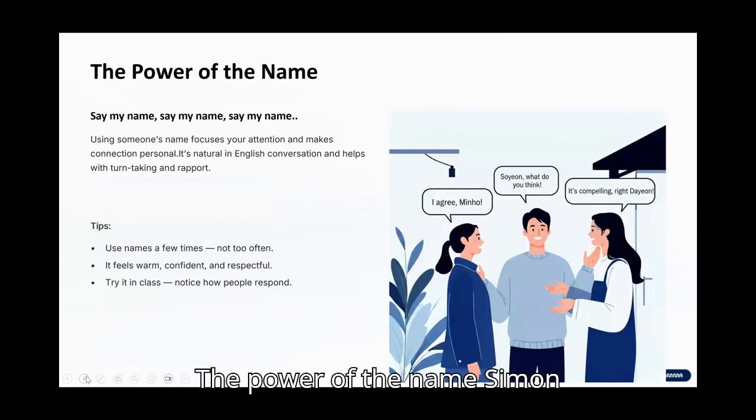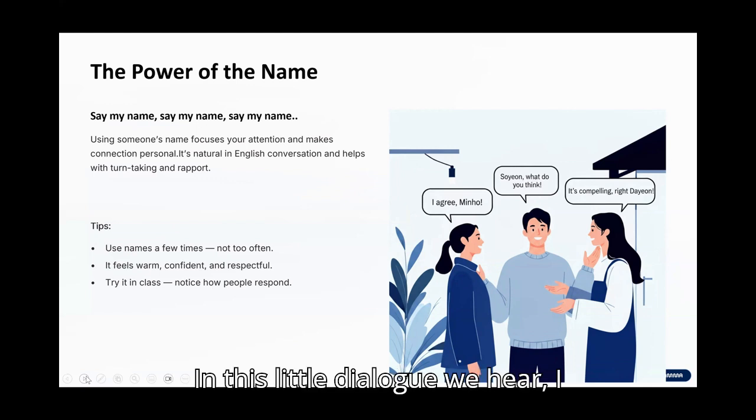The power of the name. Say my name, say my name, say my name. Using someone's name focuses your attention and makes connection personal. It's natural in English conversation to speak the person's first name. It helps with turn taking and rapport.